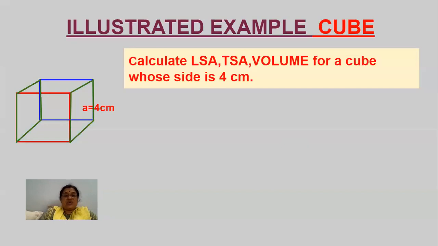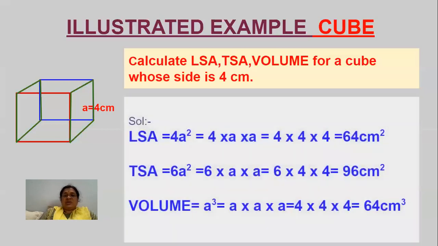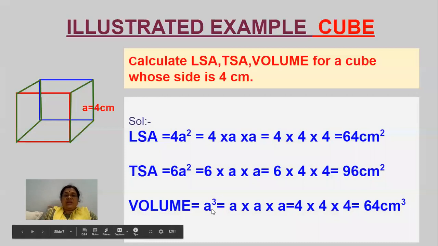This chapter is formula based. Therefore, you have to remember the formula carefully, and you shouldn't memorize it by heart. In the previous class also I told you, don't memorize the formula by heart. You just apply the tricks I have told in the previous class on how to remember the formula. So LSA means 4a square, TSA is 6a square, and the volume will be a cube.